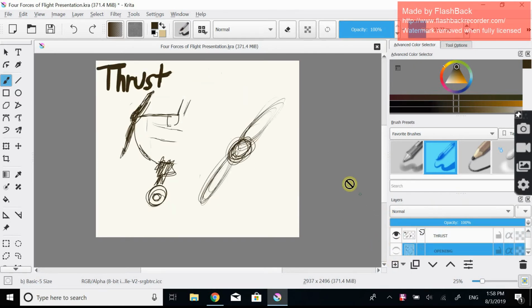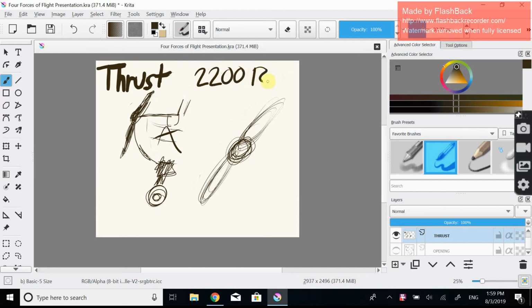The first force of flight we'll discuss is thrust. Thrust is generated by the engine and propeller. The engine keeps the propeller spinning at the same RPM as the engine itself. That means if your engine is putting out 2200 RPMs, the propeller is spinning 2200 times per minute.